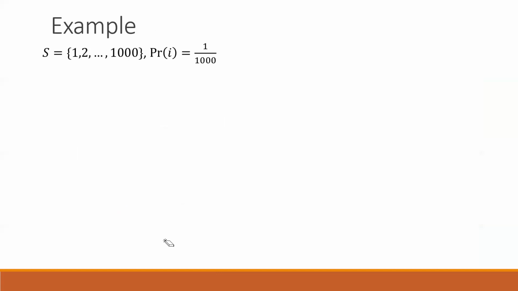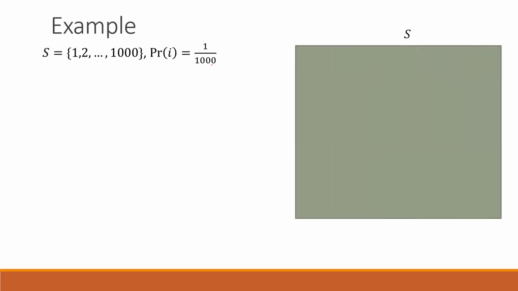Okay, so let's look at an example. Let's take the set S of all the numbers from 1 to 1000, and we'll say that the probability of each of these outcomes is equal to 1 over 1000. So they all have equal probability. You should be convinced that if I summed up the probability of each of these, it sums up to 1, which means all of the rules of our sample space have been obeyed. So this is our sample space S.